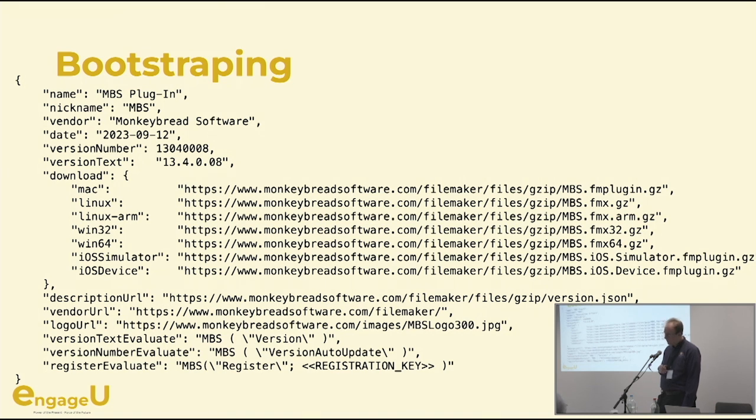The JSON file currently looks like this. It has all the different builds for the different operating systems, some version information, and we are currently in discussion with several plugin vendors if we could standardize this format so you could use it for several plugins.